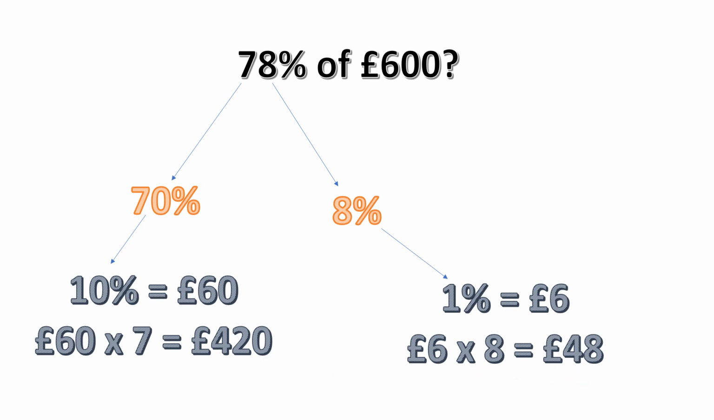Now, I haven't finished yet. What we need to do now is add £48 and £420. Can you do that mentally in your head? Well done. £468. So 78% of £600 is £468.